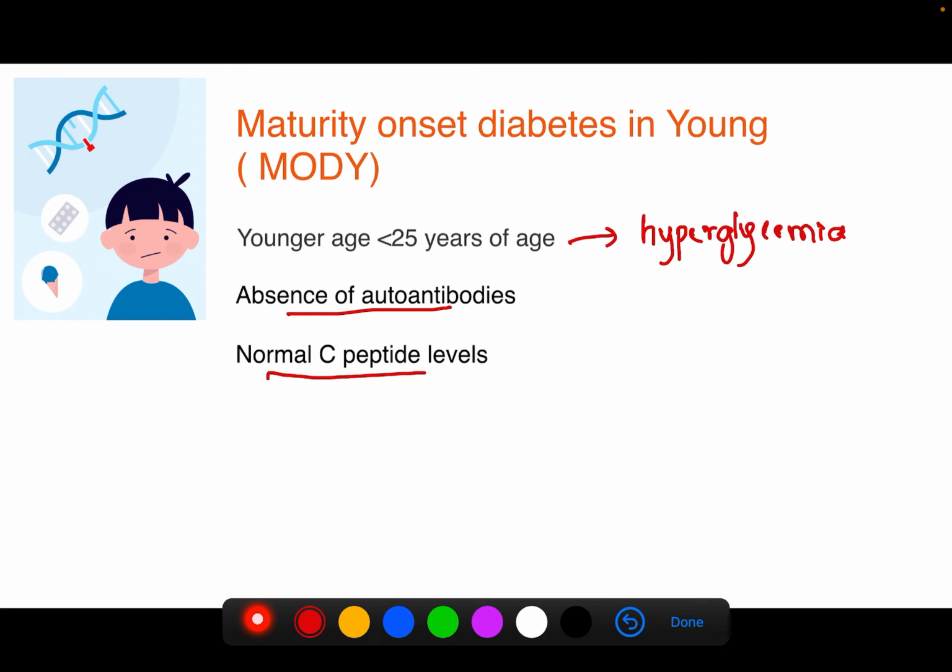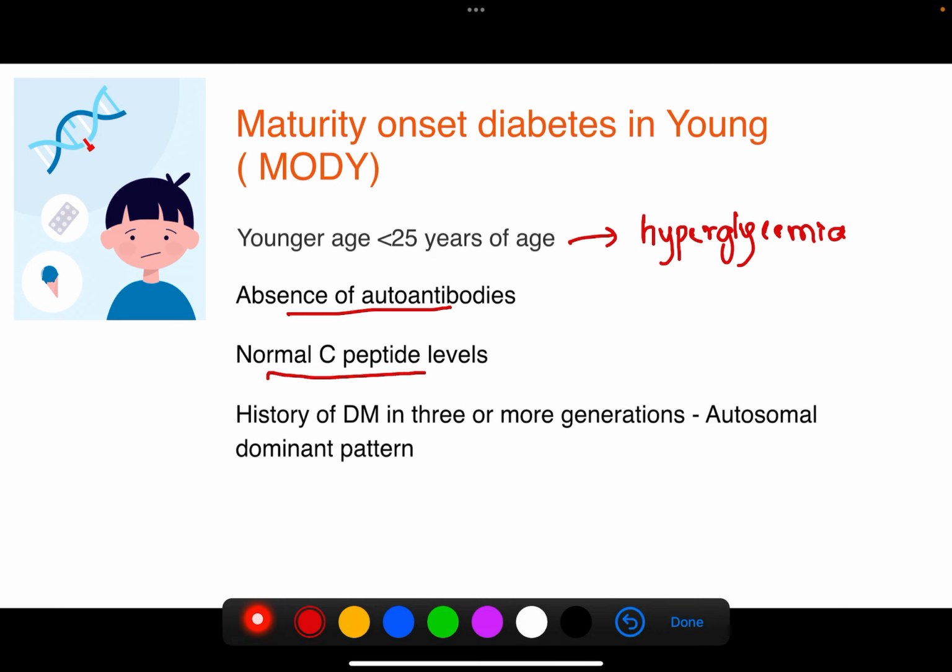And there was one more very striking feature. See, normally what happens in our family, right? Our parents might be diabetic, but having diabetes in our grandparents or great grandparents is very rare. But in these families, diabetes was a well-known thing. Their fathers and grandfathers would have had it, at least three or more generations. Diabetes wasn't a new thing for them, and it was inherited in an autosomal dominant pattern. So then they thought there is a genetic problem which gives rise to hyperglycemia and diabetes.